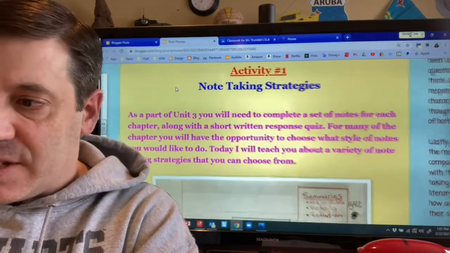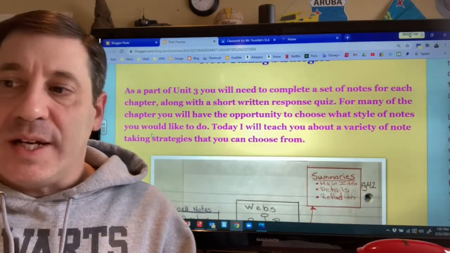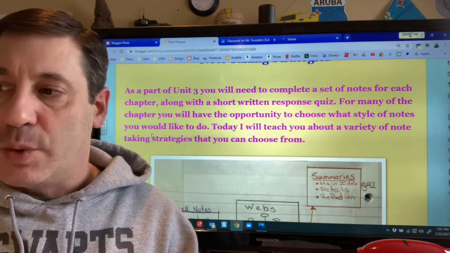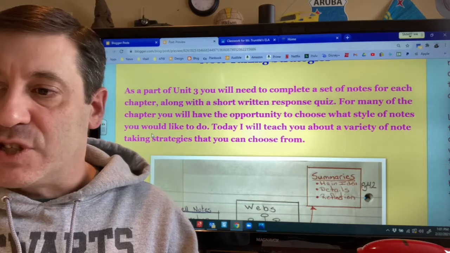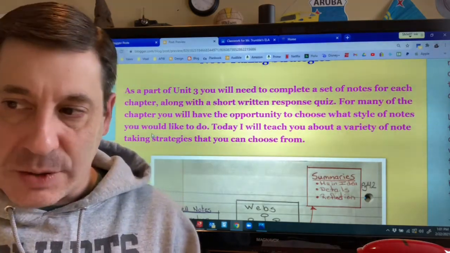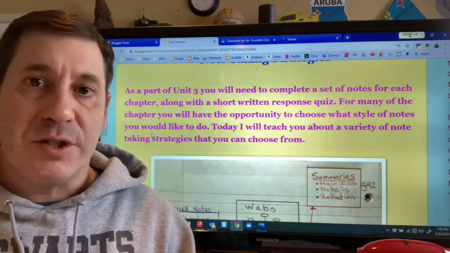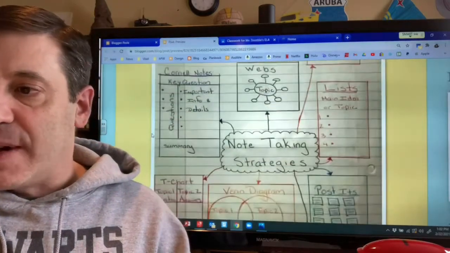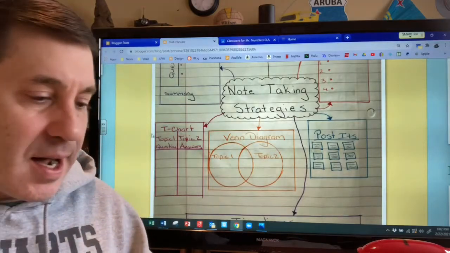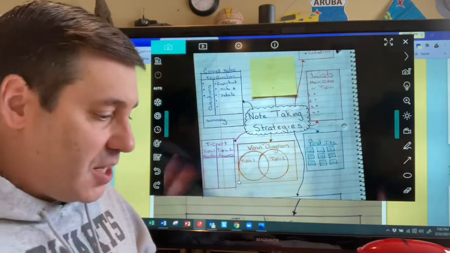And you can see here, this is a short write-up of what I was explaining to you. As a part of Unit 3, you will need to complete a set of notes for each chapter, along with a short written response quiz. For many of the chapters, you will have the opportunity to choose what style of notes you would like to do. Today, I'm going to teach you about a variety of note-taking strategies that you can choose from. And there is a picture of my finished note-taking page right here, but I'm going to go over here to my Ladybug, my document camera, and I'm going to work from here today.